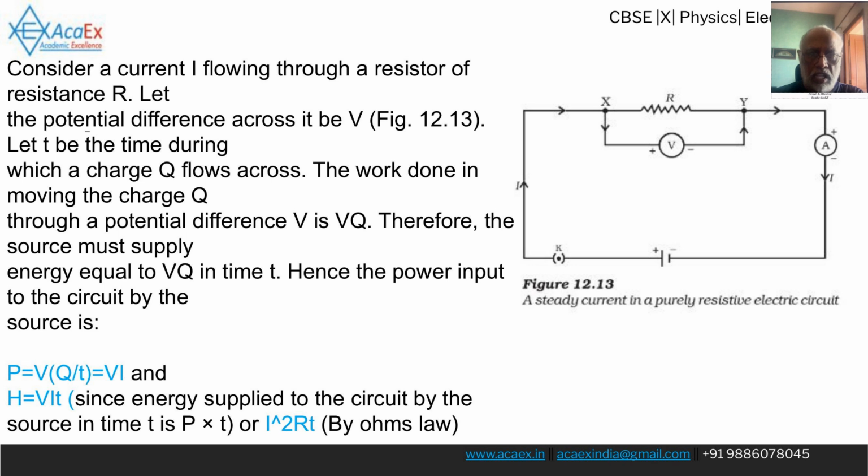The formula for the heating effect can be derived as follows. The power input, P, to a circuit is given by P equals V times I. The heat produced, H, is the energy supplied over time, which is power multiplied by time. So H equals V times I times T. By substituting Ohm's law, V equals IR, we get the formula H equals I squared times R times T. This is also known as Joule's law of heating.